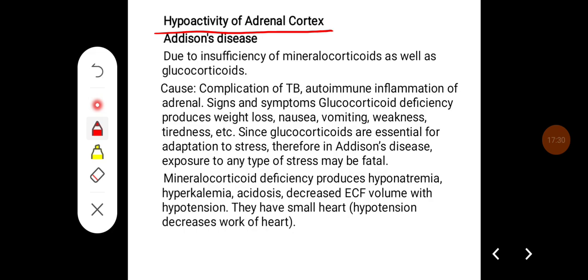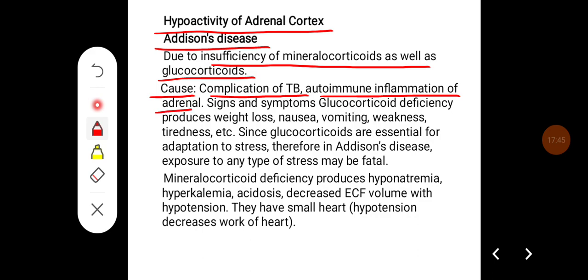Hypoactivity of the adrenal cortex, Addison's disease. Addison's disease is due to the insufficiency of mineralocorticoids as well as glucocorticoids. Some of the causes of Addison's disease are complication of tuberculosis and autoimmune inflammation of the adrenal glands. Signs and symptoms during glucocorticoid deficiency are weight loss, nausea, vomiting, weakness, tiredness.